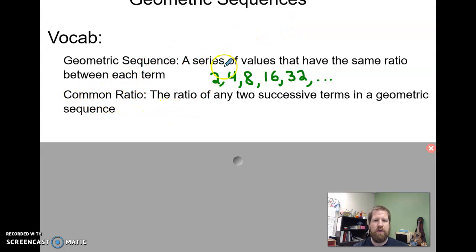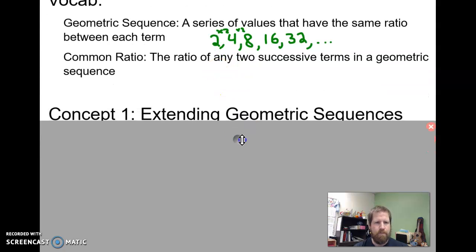So the ratio between any two successive terms is going to be the same. All right? So if this is my geometric sequence, it goes on and on. Between 2 and 4, the operation would be multiplying by 2, 4 and 8, multiplying by 2, and on and on and on. Okay? Really common one, just doubles.